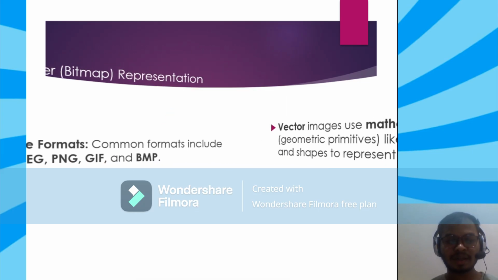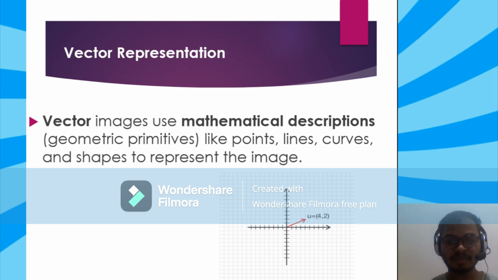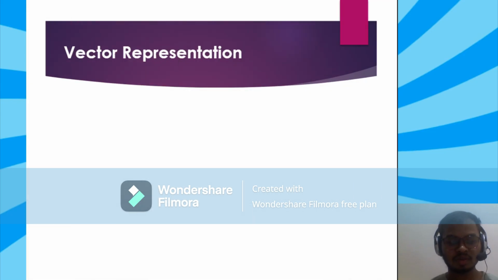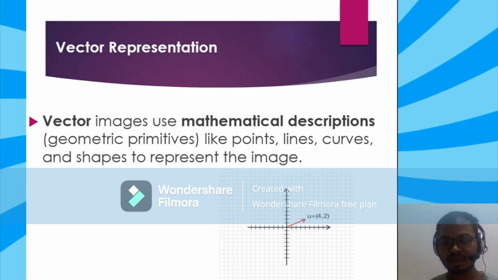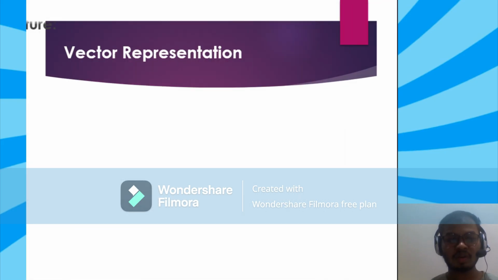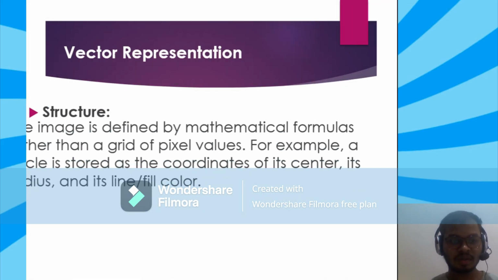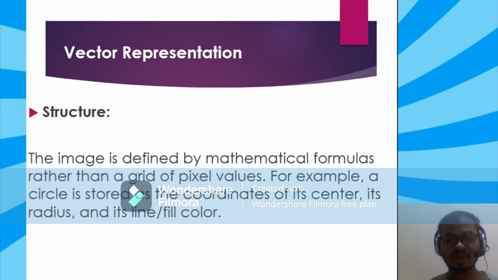Now talking about vector representation. Vector images use mathematical descriptions, geometric primitives like points, lines, curves, and shapes to represent the image. Now the structure of vector representation. The image is defined by mathematical formulas rather than a grid of pixel values. For example, a circle is stored as the coordinates of its center, its radius, and its line and fill color.